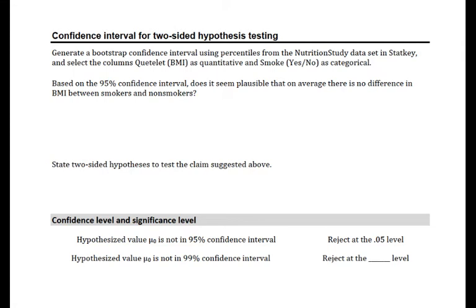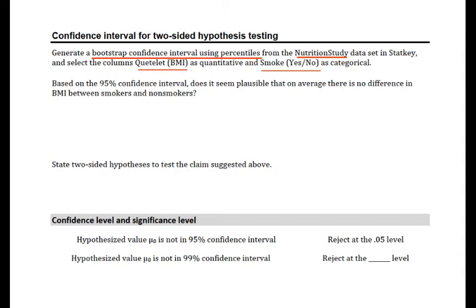So we are going to use StatKey first to generate a confidence interval. We're going to generate a bootstrap confidence interval using percentiles from the nutrition study data set, and we're going to select the columns Quetelet, which is the same as BMI index, and smoke, yes or no. So going into StatKey, we want a bootstrap confidence interval.